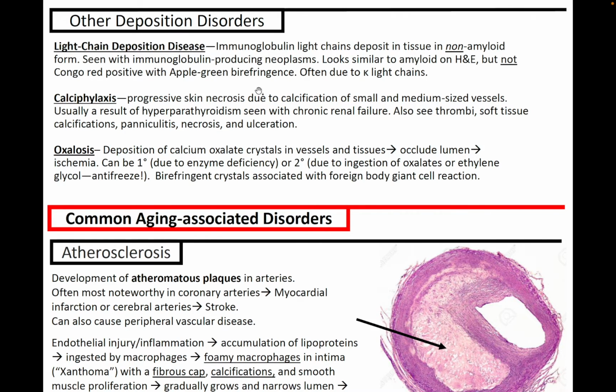Another deposition disorder is oxalosis, which is deposition of calcium oxalate crystals in vessels and tissues, which occludes the lumen, leading to ischemia, which can be primary due to enzyme deficiency, or secondary due to ingestion of oxalates or ethylene glycol, such as antifreeze. Or you can also see birefringent crystals associated with foreign body giant cell reaction.